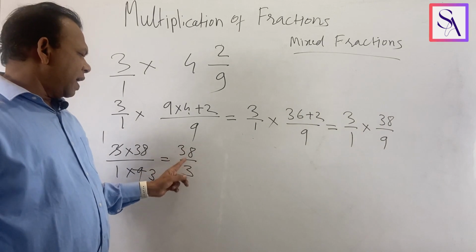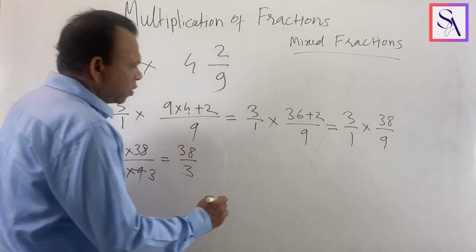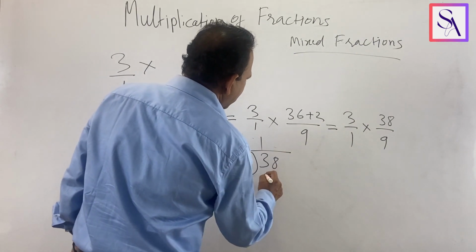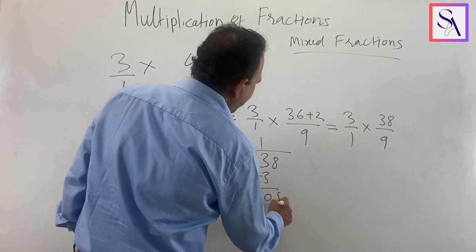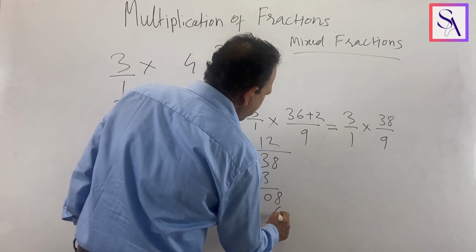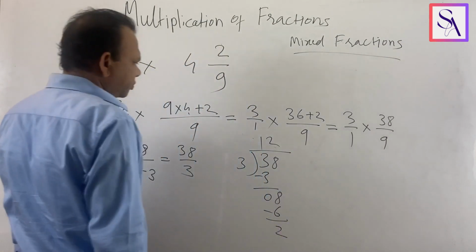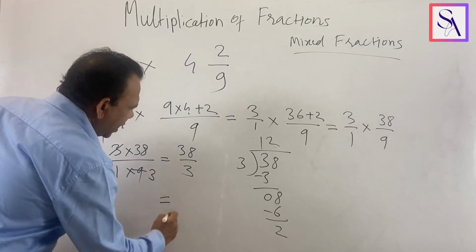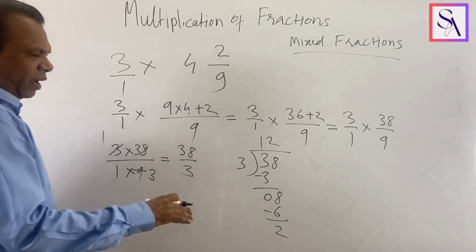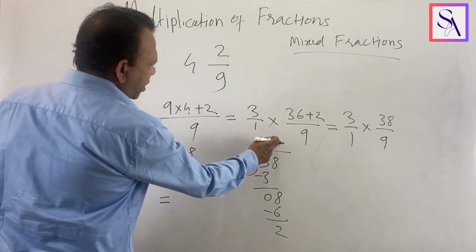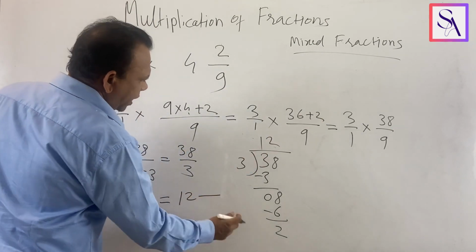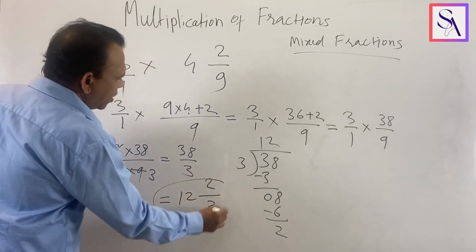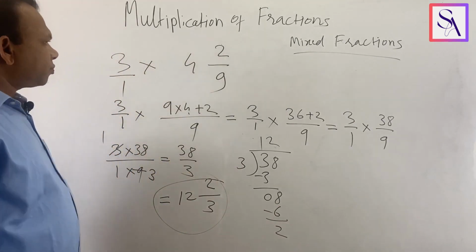Now you have to convert that improper fraction into mixed fractions. How to do that? 38 by 3, 3 1s are 3, 0, 8 balance, 3 2s are 6, 2 balance. So 12 is quotient. So queen is riding upon donkey. Who is queen here? 12. Riding means remainder 2, upon donkey is 3. So 12 2 by 3 is the answer.